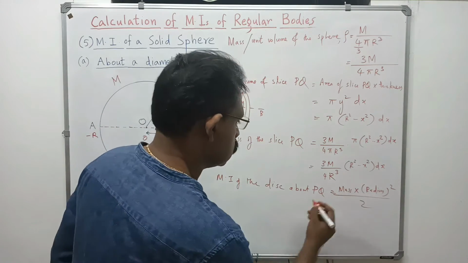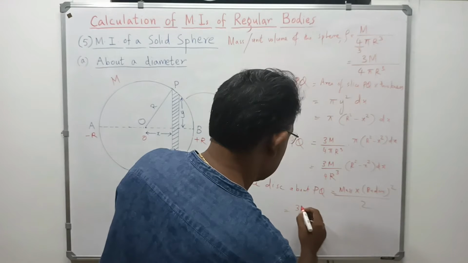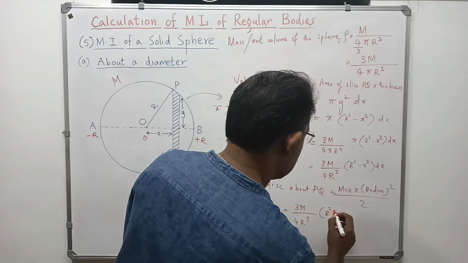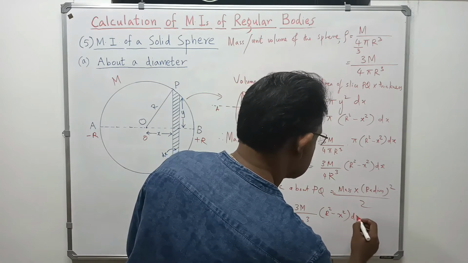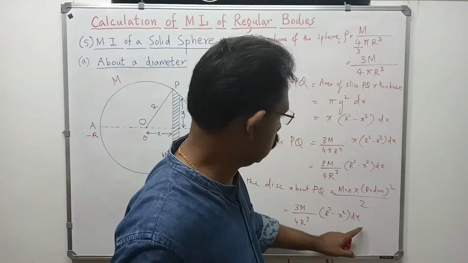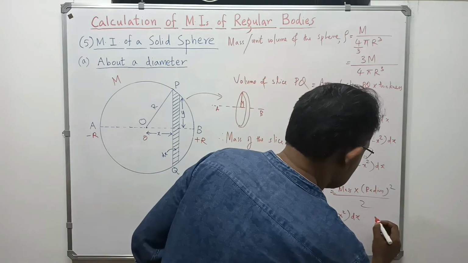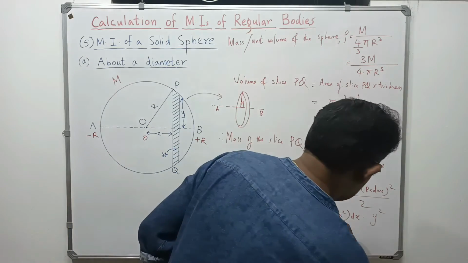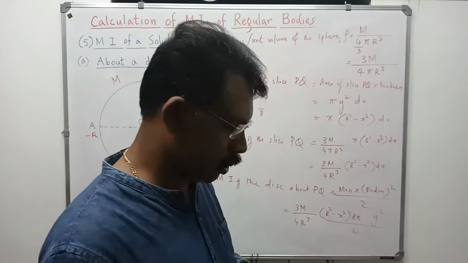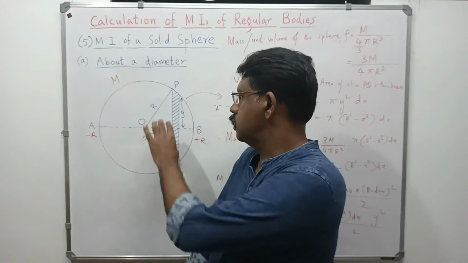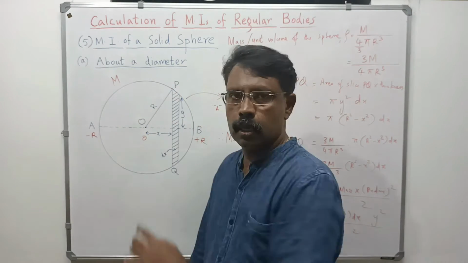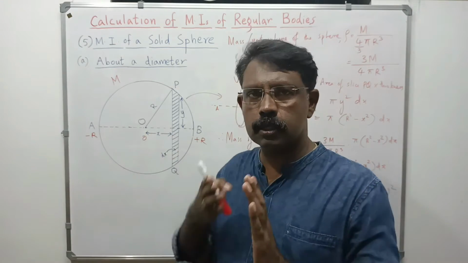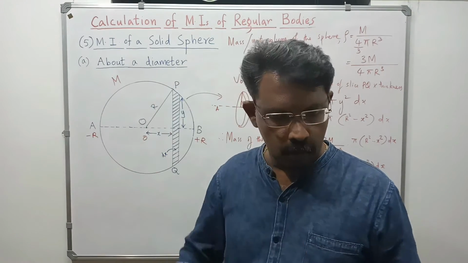So I can write mass into, that is equal to 3m by 4r cube, r squared minus x squared dx. So mass is written, then radius squared, that is y squared, because y is the radius of this disk, divided by 2. So that will give you the moment of inertia of this disk about this axis. Then the next step is to integrate from minus r to plus r, because such a disk can exist between minus r to plus r. Okay.